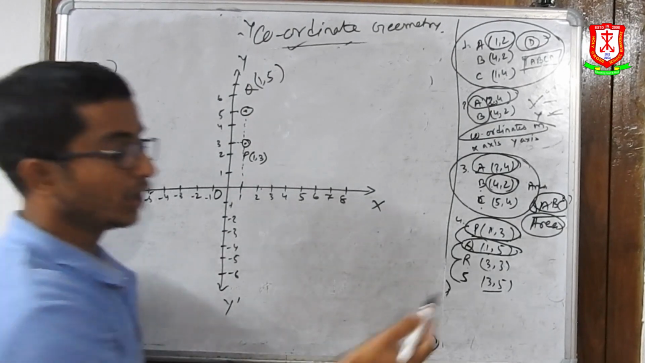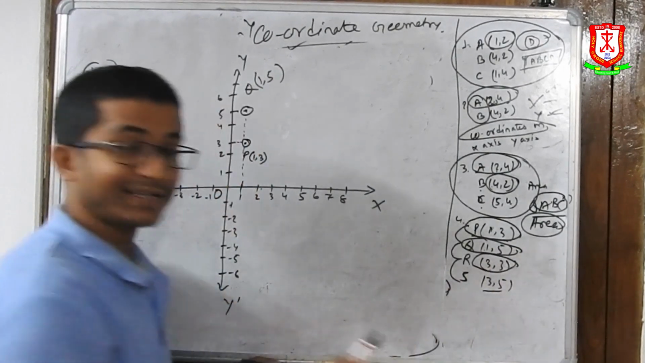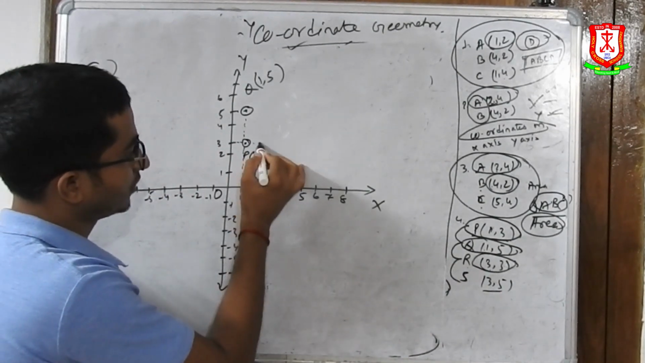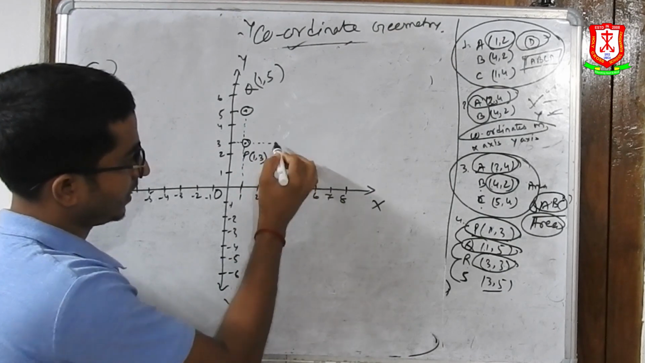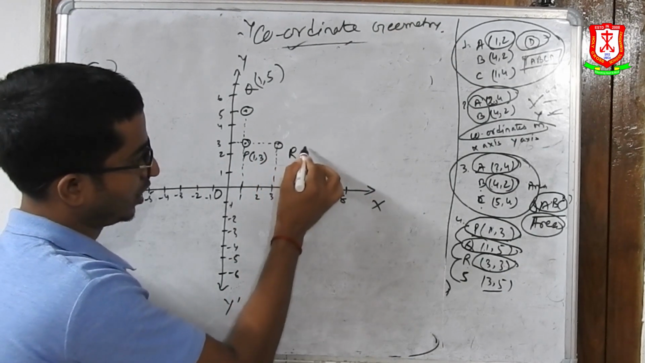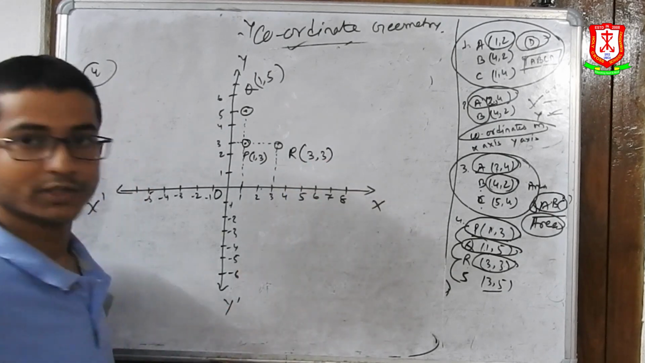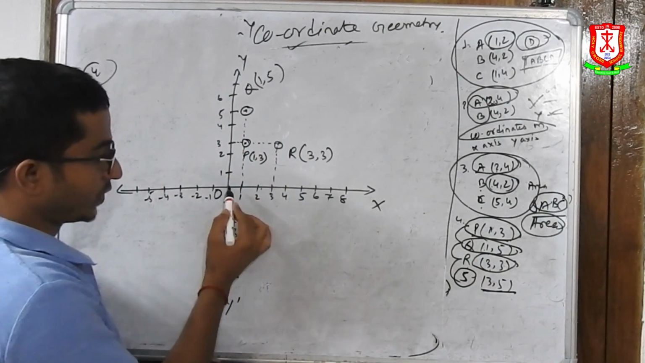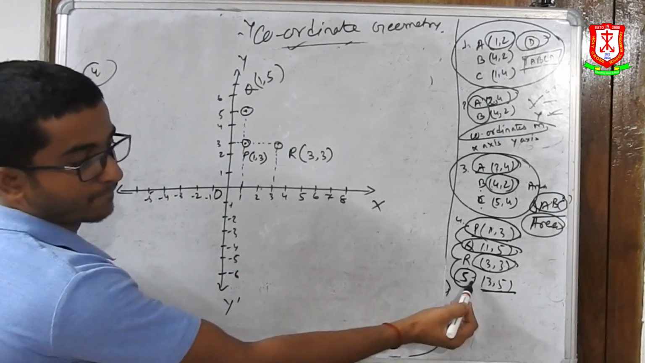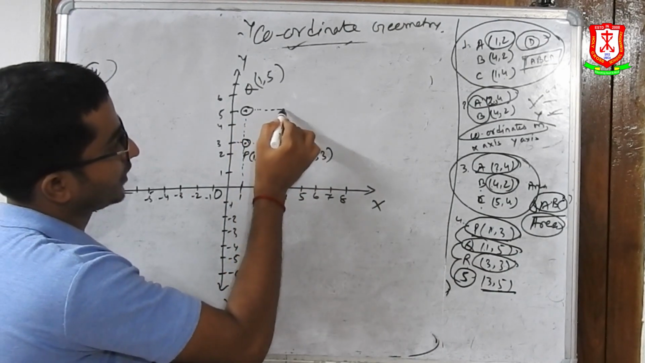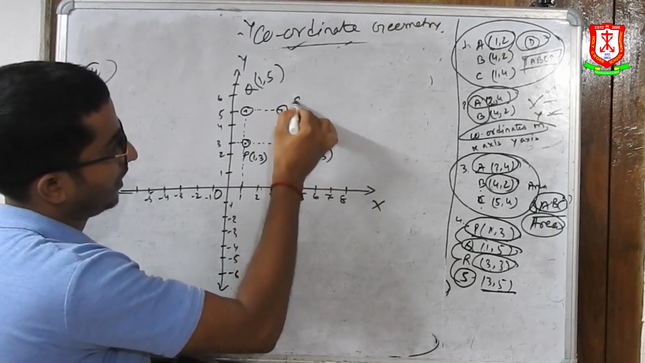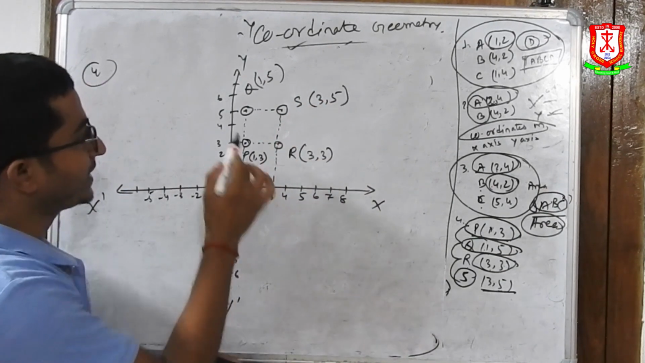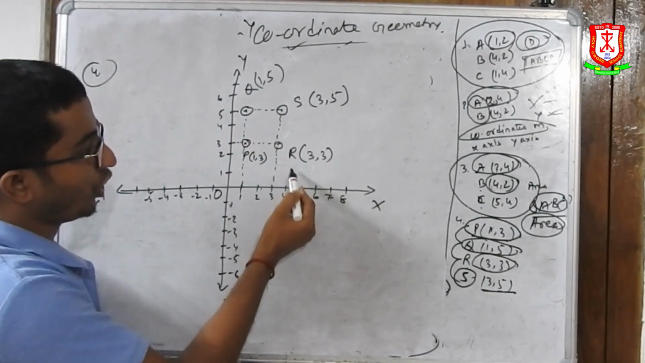Then point R. What is the coordinate? 3, 3. The value of x is 3 and the value of y is also 3. It will come here. This is point R whose coordinate is 3, 3. The fourth point is S whose coordinate is given as 3, 5. The value of x is 3 and the value of y is 5. It will come here. S whose coordinate is 3, 5. We have already plotted all 4 points, P, Q, R and S.